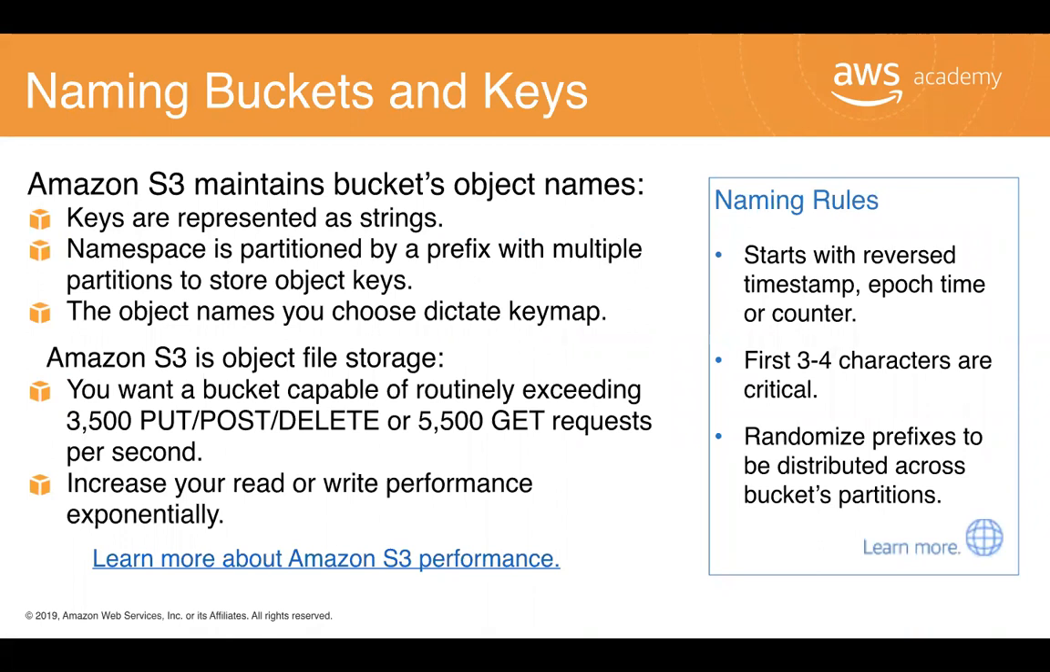Another thing to consider when you set up S3 is your naming convention for your buckets and their keys. S3 contains a map of each bucket's object names, also referred to as keys. Internally, keys are all represented in S3 as strings with the form of bucket name / key name. The namespace is partitioned by a prefix, and each bucket contains multiple partitions to store object keys. Keys partition the bucket key namespace and define the partition that they are stored in. Each key is stored and retrieved based on the name that is provided when the object is first put into S3, which means that the object names that you choose actually dictate the key map, and therefore they must be unique. You can't have two buckets with exactly the same name.